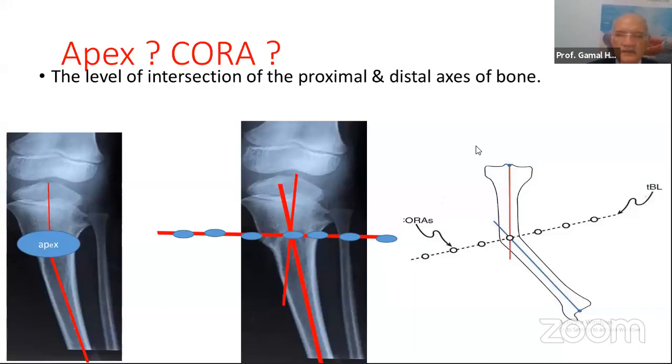Again, what's the difference between the apex and the CORA? This is the apex: when the proximal axis and the distal axis meet each other, this is the apex, 1 point. But the CORA is an axis. So we have the proximal axis of the bone in the center and the distal axis. And they meet each other at this point. And along that point on the transverse bisector line, this is a CORA, that's a CORA, this is a CORA. They are all CORAs along the transverse bisector line.